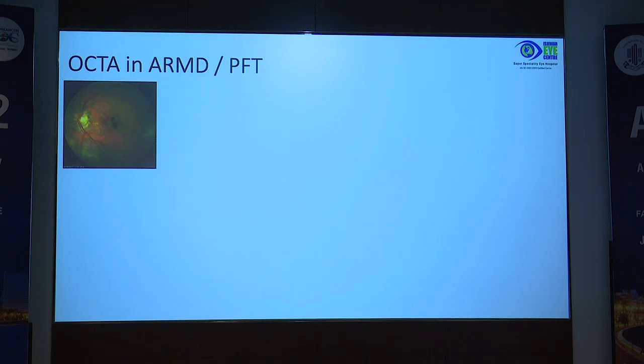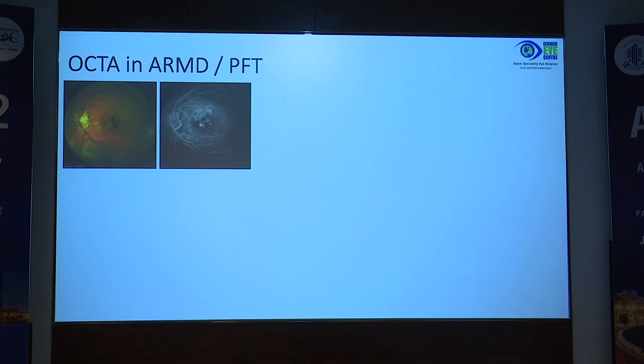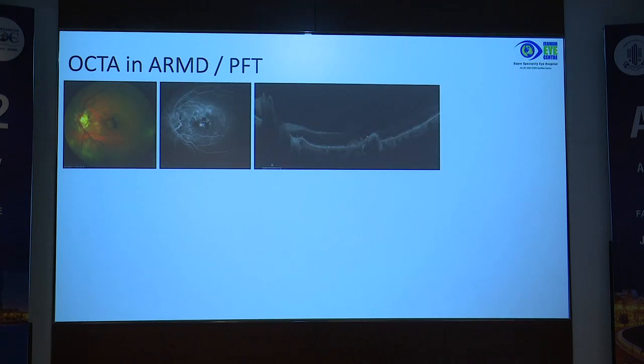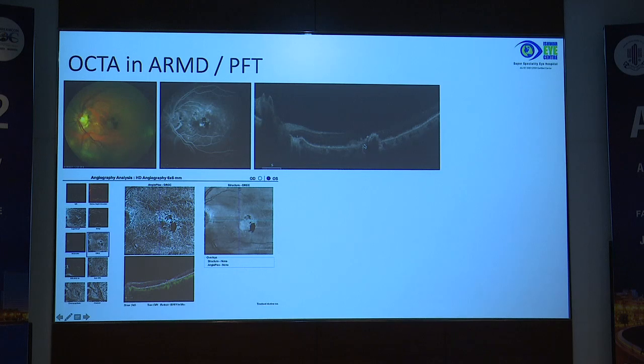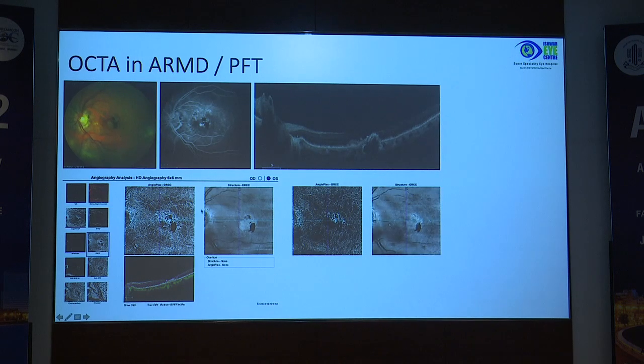Another area is PFT, of course not directly related to AMD. This was a 60-year-old lady with PFT who complained of metamorphopsia. We did an angiography, and there is some leakage here, and you see a roughening of the RPE. So you do an OCTA, and we are able to pick up a beautiful choroidal neovascular membrane here. And this is post-treatment: you can see this membrane has completely disappeared. That is how you follow patients post-treatment.